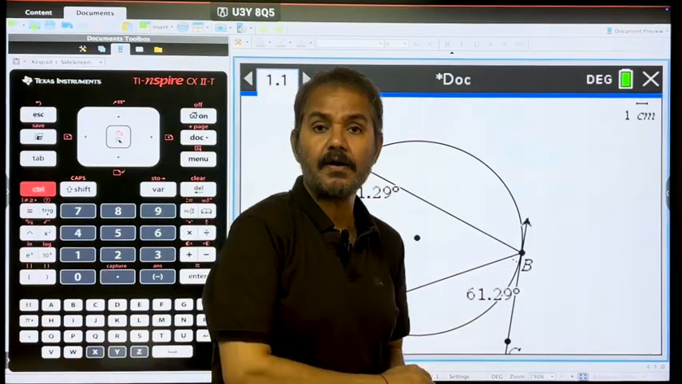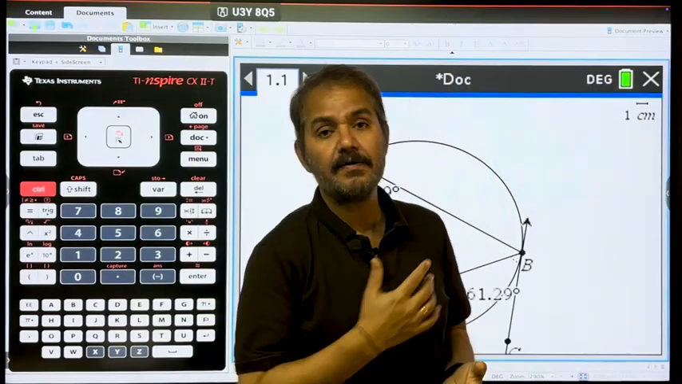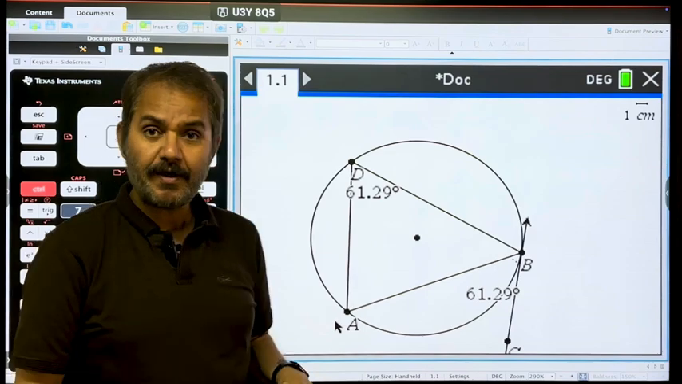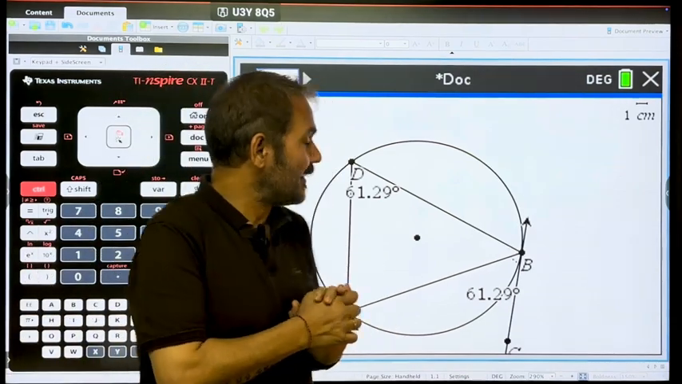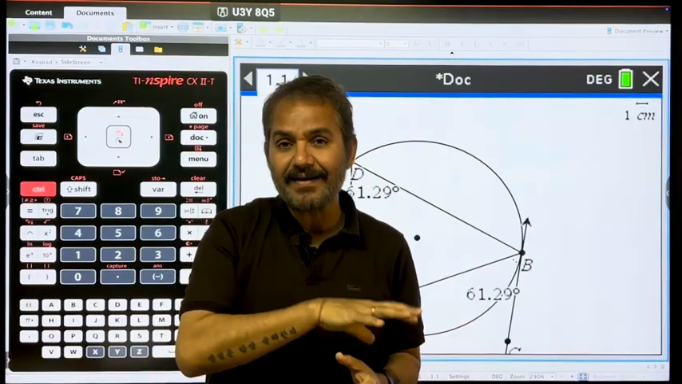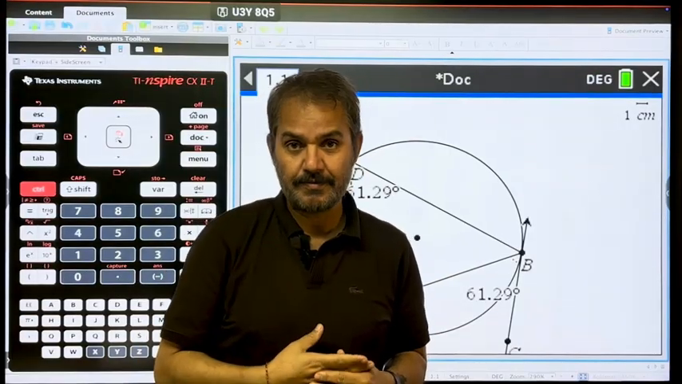So this is how we can explore different angles in a circle. So we stop here today, and in the next video we will see how to work out with these angles and different theorems in questions.